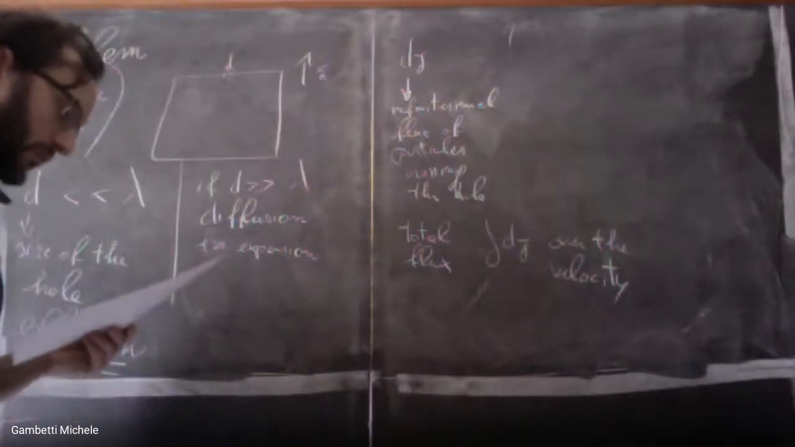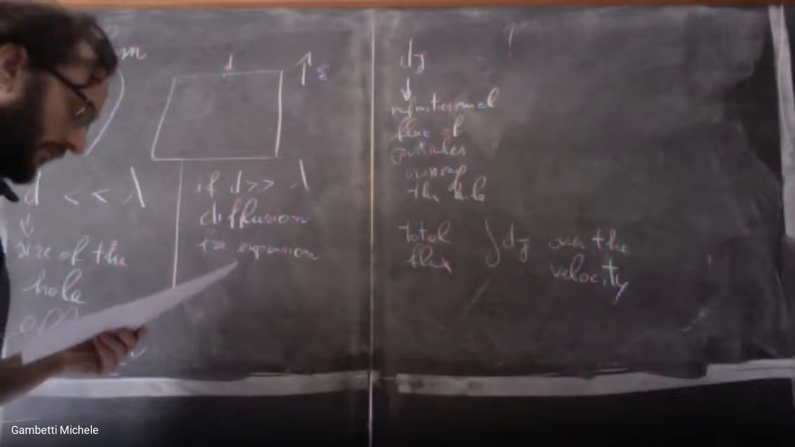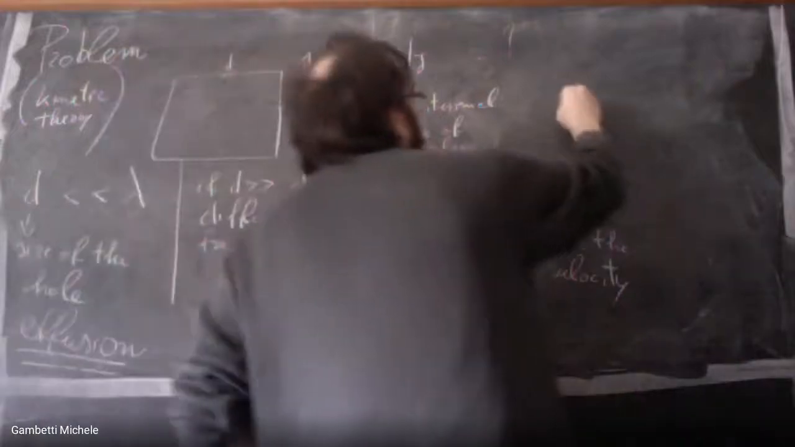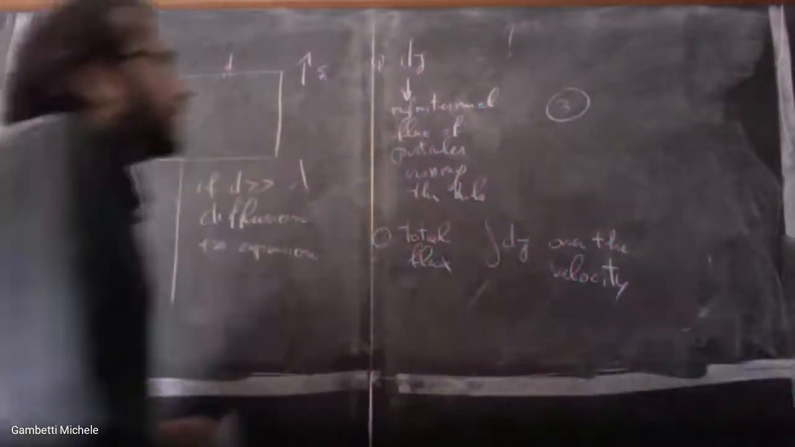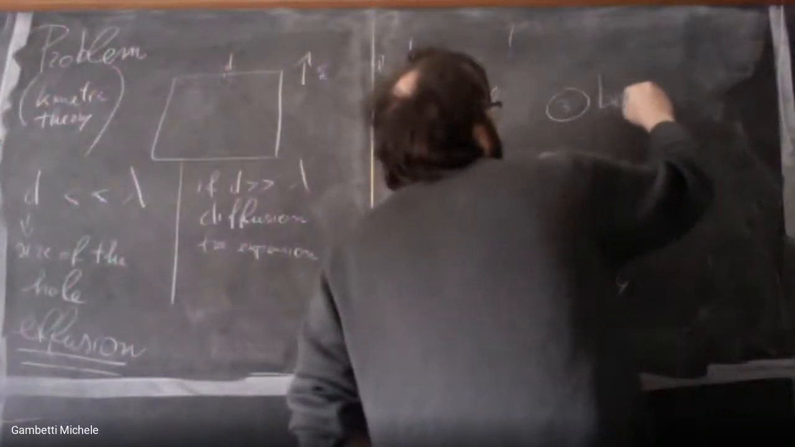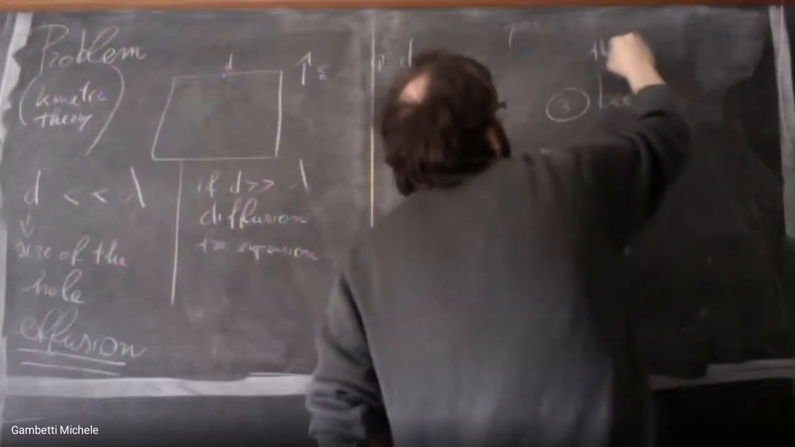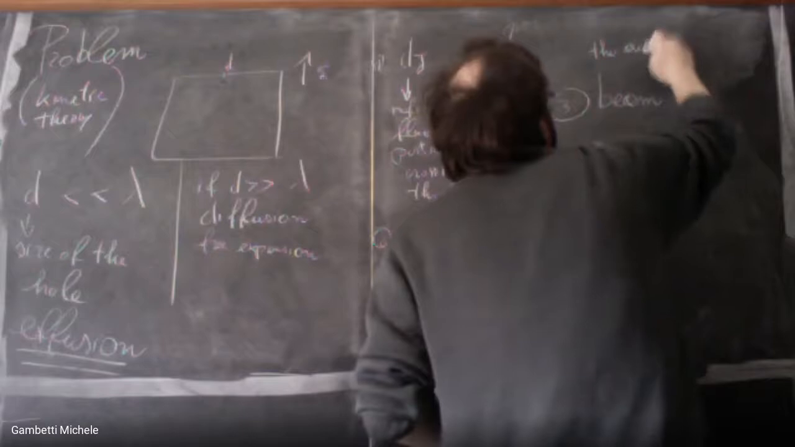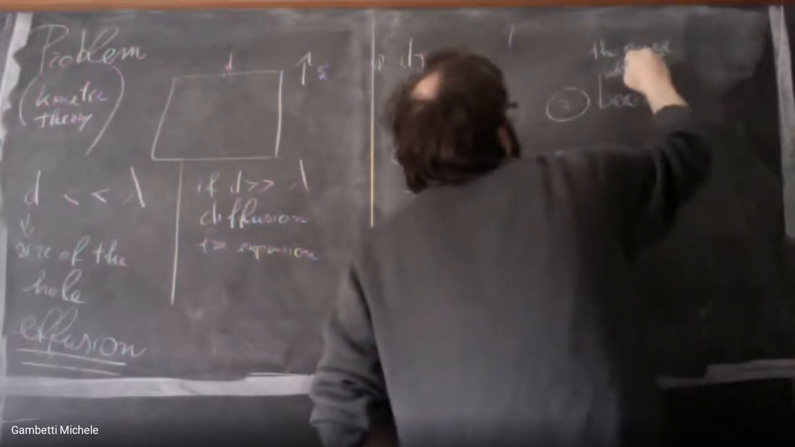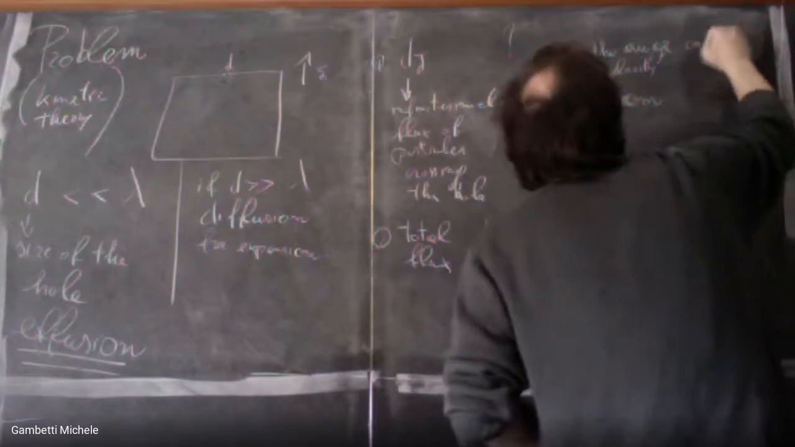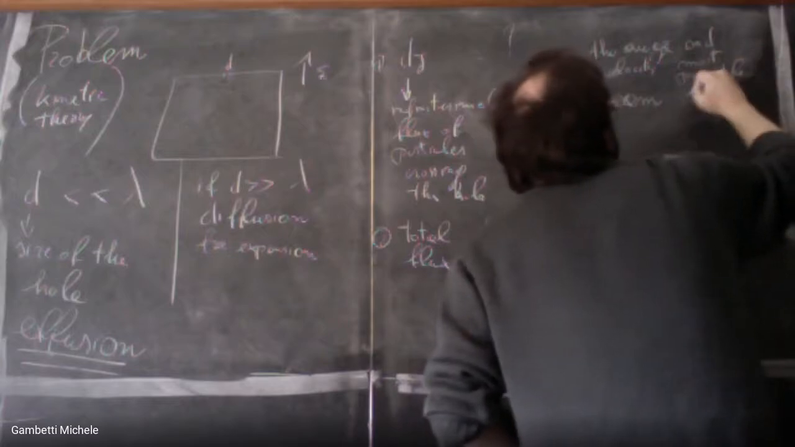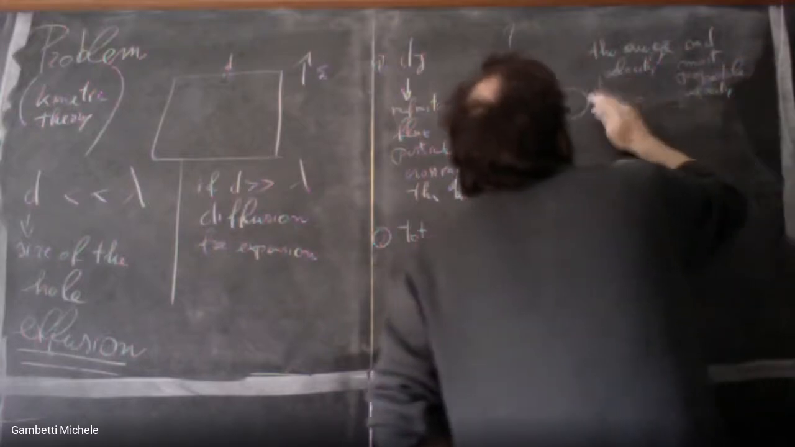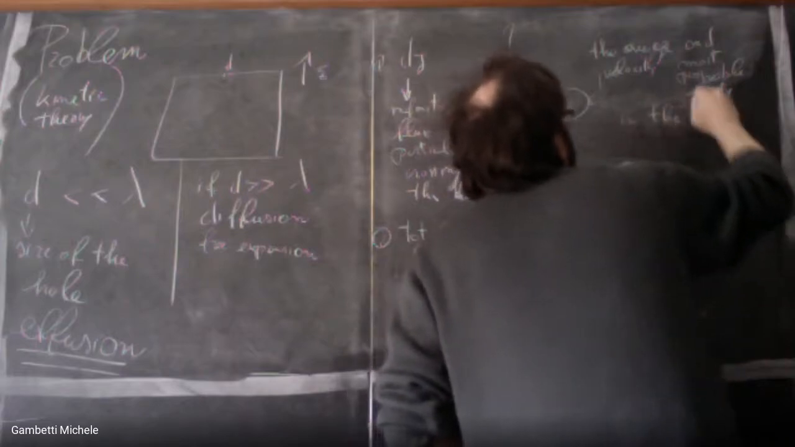And then what else do we want to compute? Then we want to characterize the beam, because this will be like a beam of particles, and find the average velocity and the most probable velocity in the beam.